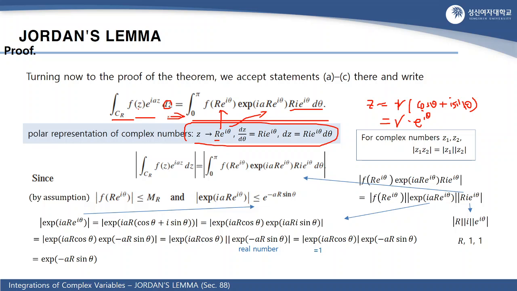Since we are integrating over theta after conversion, we need to change the region of integration from the contour C_R to the interval from 0 to pi, with this polar representation of complex numbers for the arc C_R.